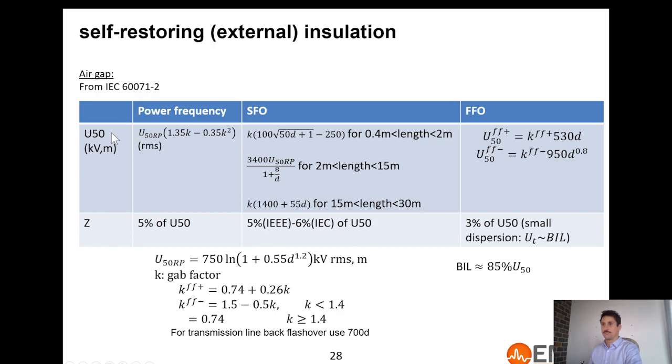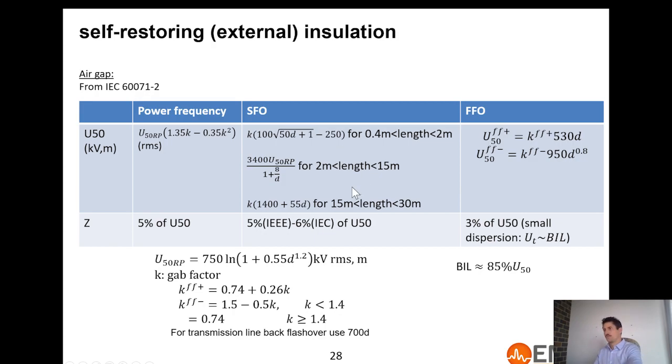So the CFO, which is U50, can be calculated here for the different types of analysis: switching, lightning, or power frequency. Here, Z is the standard deviation. We switch a bit of notation between IEEE and IEC. D is the distance between the two conductors. So you have here the different equations to use. Nothing so difficult here.